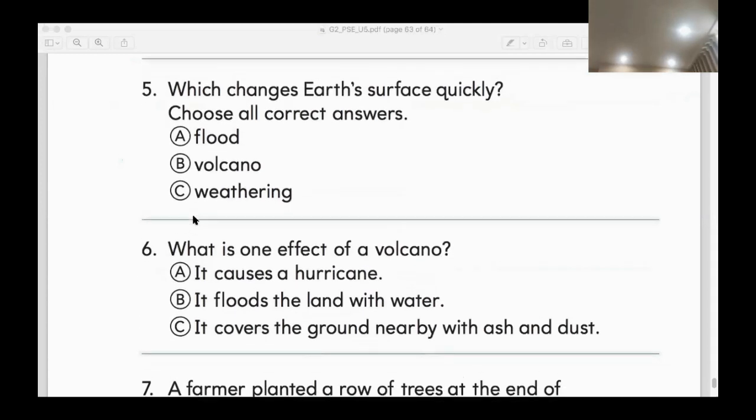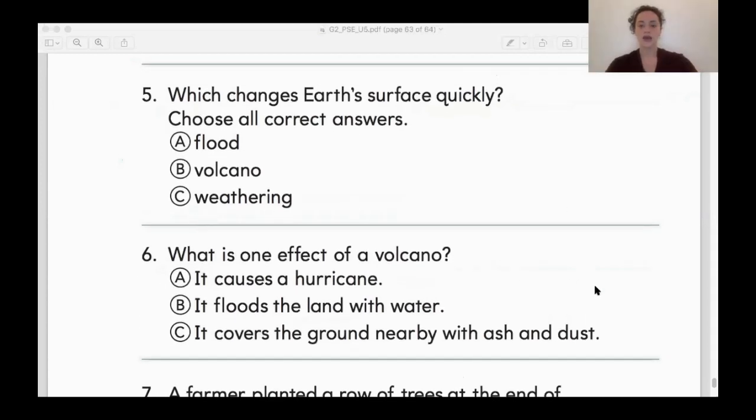Number 5, which causes changes to Earth's surface quickly? How about Tom? Go ahead, Tom. Volcano. Volcano, very good. Is there another one that happens quickly? Flood. Floods, exactly. Floods do happen quickly with a big wave or some rain. 2 correct answers. Please give yourselves a check if you got it right, and an X if you got it wrong.